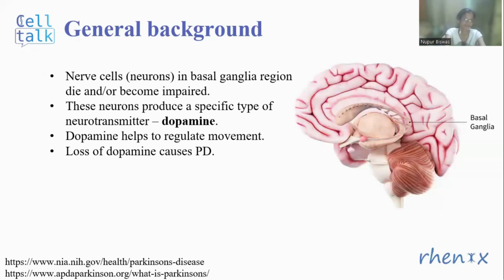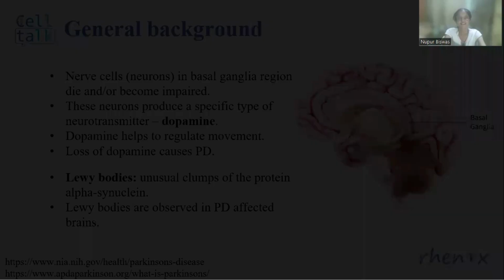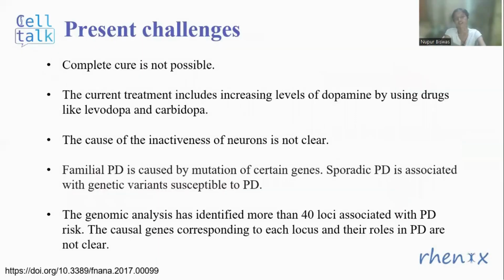Apart from the loss of dopamine, another feature associated with Parkinson's is the presence of Lewy bodies in PD-affected brains. Lewy bodies are unusual clumps of the protein alpha-synuclein. Now, the major challenge is that the disease is still not completely curable. Although research is going on, the reason it is not curable is that the cause of the inactiveness of neurons is not clear.